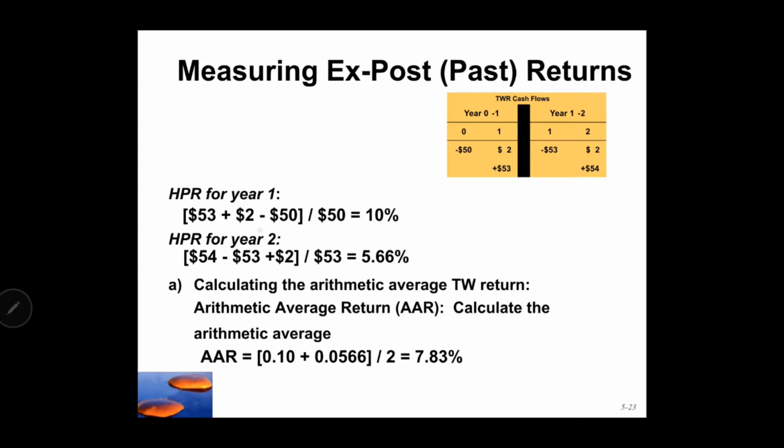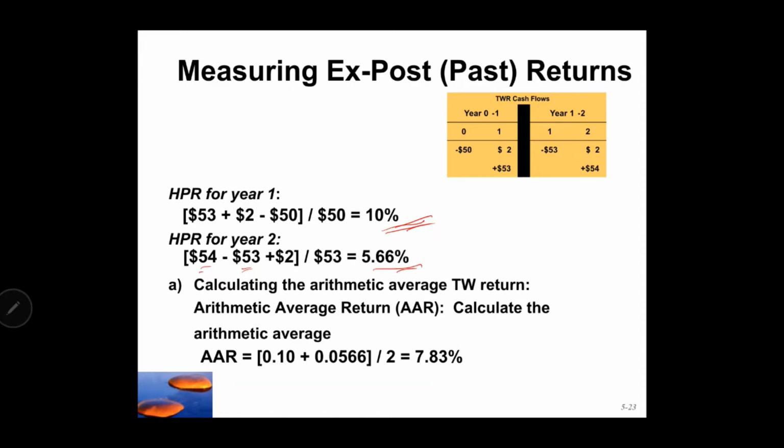So HPR for year 1 is 10%. How? Because we buy for $50, okay, and we receive dividends, right? So 53 minus 50 divided by 50 plus 2 by 50 is going to give me total HPR of 10%. Then again I invest 53, right, and sell at 54, so the same will give me 5.6%.